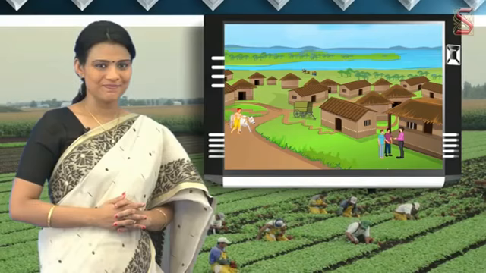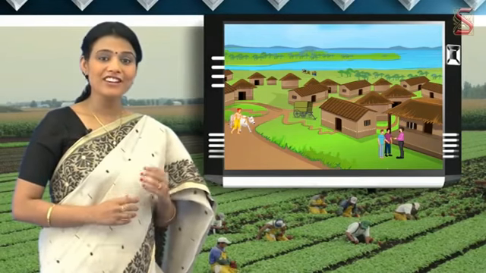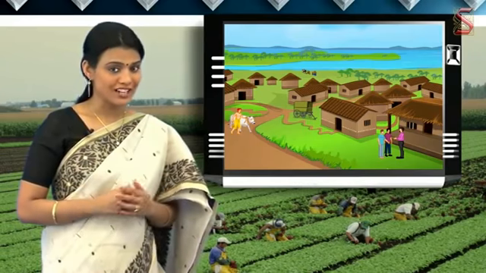Children, the main occupation of people of India, especially of those who live in the villages, is agriculture. However, these days people also get engaged in a number of non-farming activities, including manufacturing, transport and shopkeeping, etc. In this lesson, we will learn about both these types of activities.